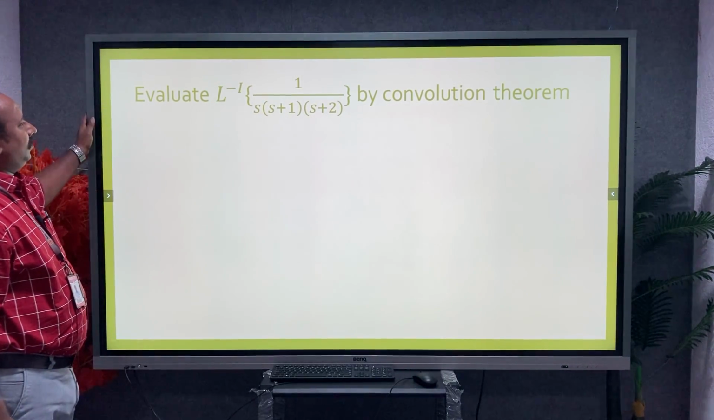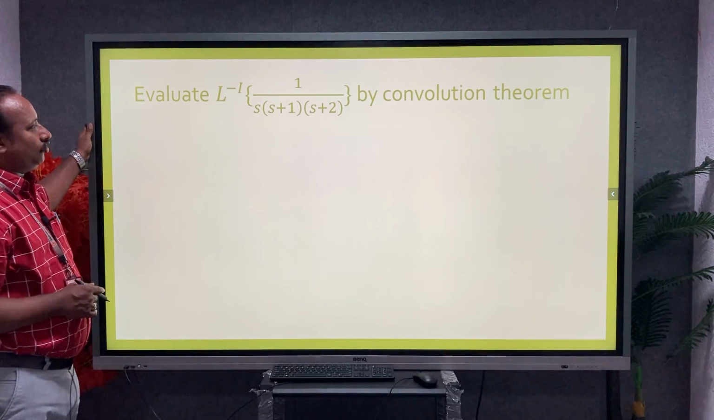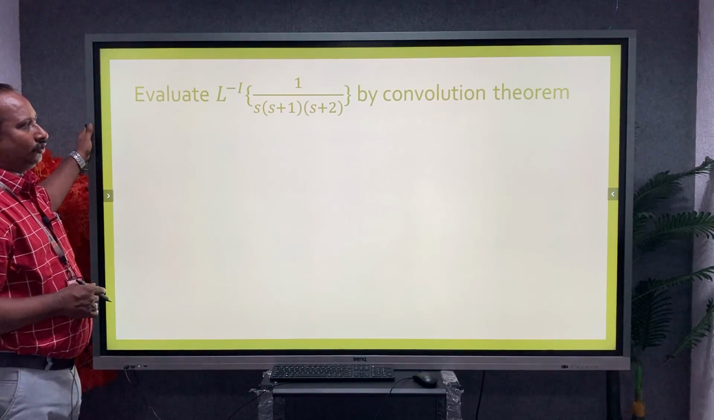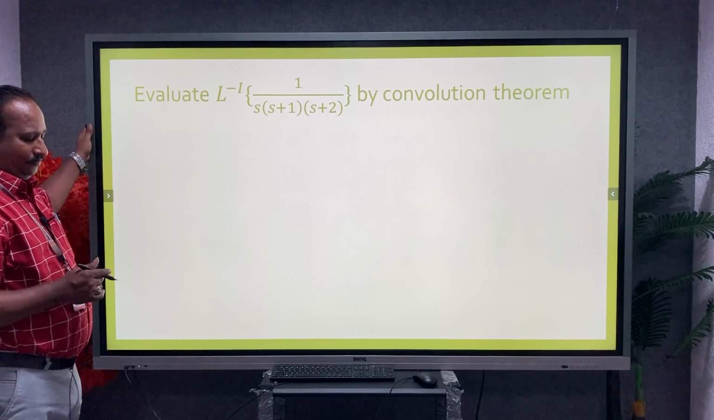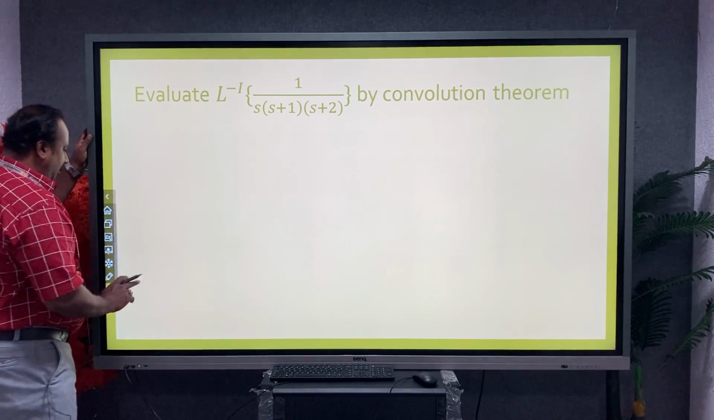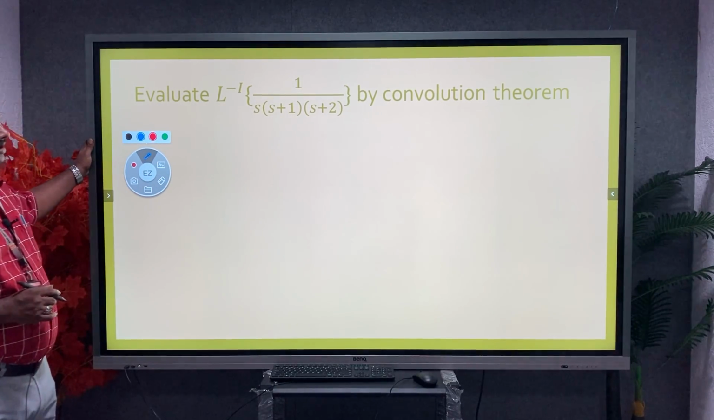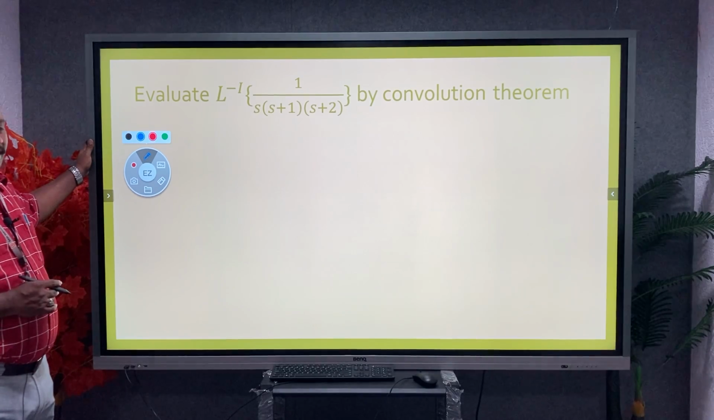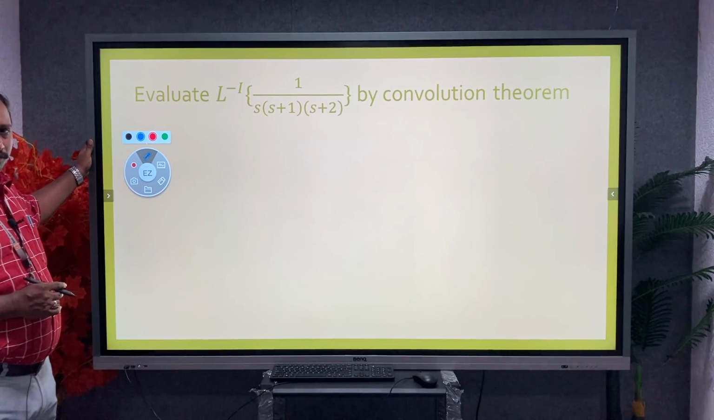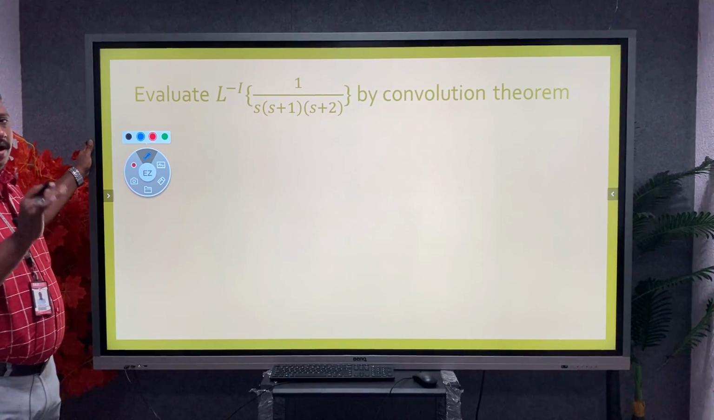So see the problem here. Evaluate L inverse of 1 by s into s plus 1 into s plus 2 by convolution theorem. Right. So if you want to evaluate L inverse of 1 by s into s plus 1 into s plus 2, first we have to consider f bar of s and g bar of s.